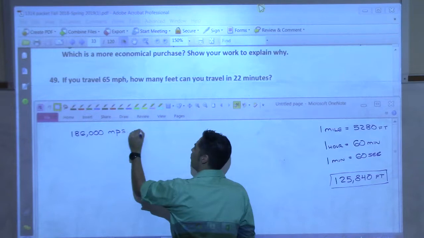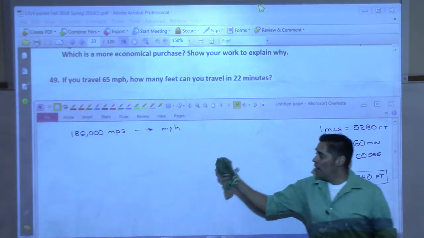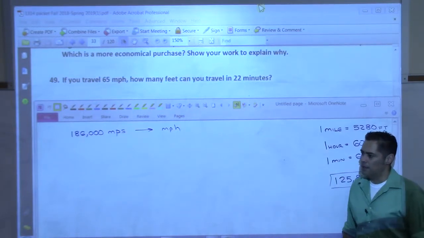So just out of curiosity, what is this in miles per hour? Maybe so we can get some idea, because 186,000 miles per hour is fast, right? But what is that in miles per hour?